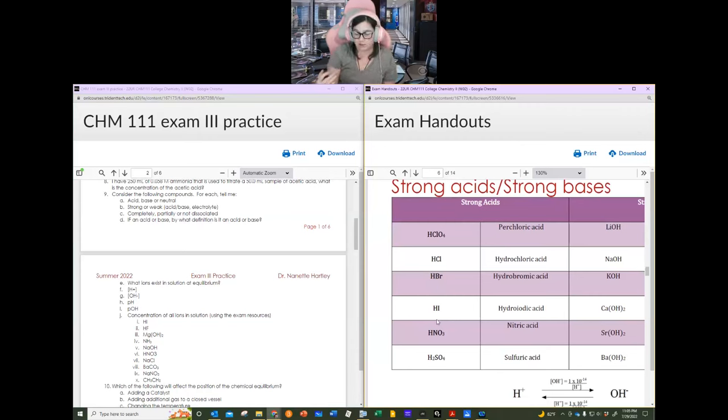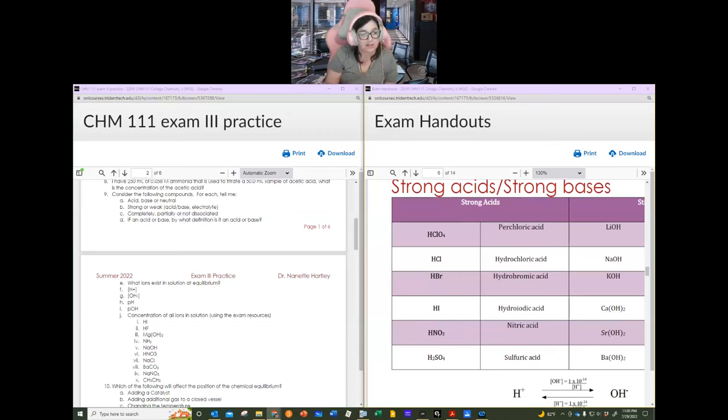Because they're completely dissociated, if we were to look at the Ka value, since there's no HI left, that concentration on the bottom would be 0. That would be undefined. So it is an undefined thing if we try and look at a Ka for a strong acid. Okay, so sorry, I got lost. So it is completely dissociated.